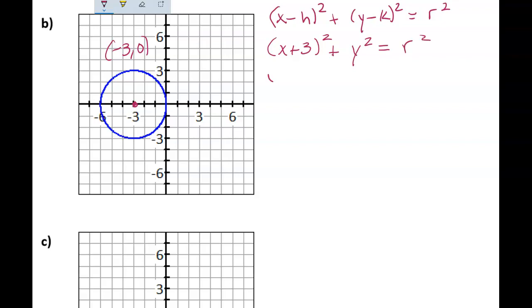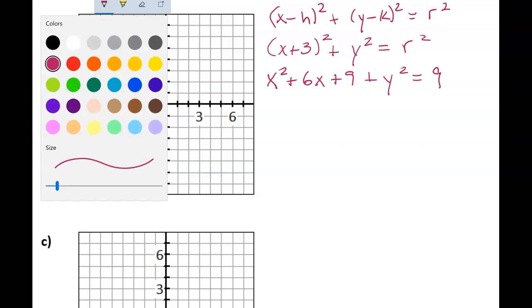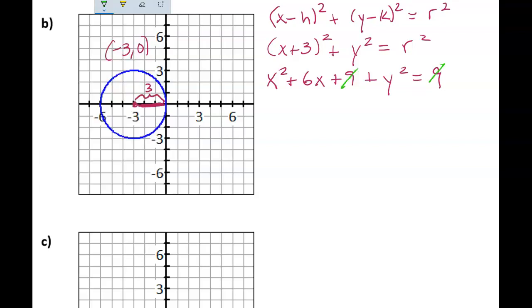Easiest way to convert this is to go ahead and do that squaring. x squared plus 6x plus 9 plus y squared is equal to, and you know what I forgot to do? I forgot to replace the r squared on the right side of the equation. Let's take a look at what our r is. Our radius is 3, so r squared will be 9. That 9 can be subtracted off from both sides of the equation, leaving us a 0 on the right side.